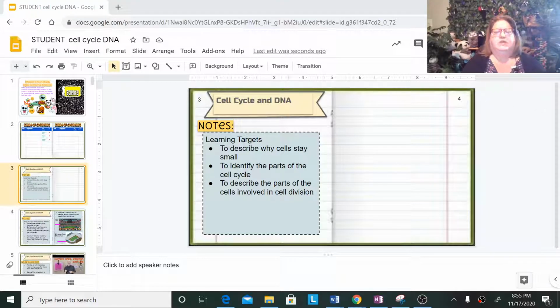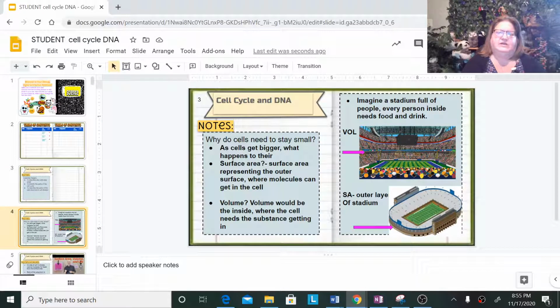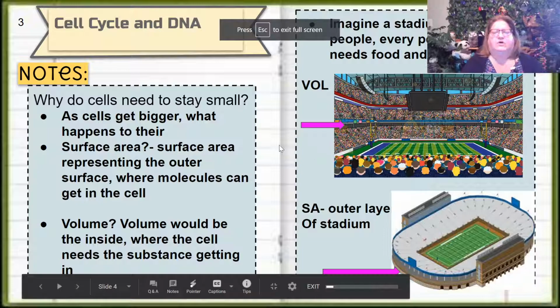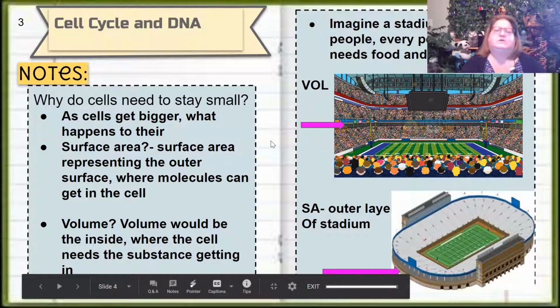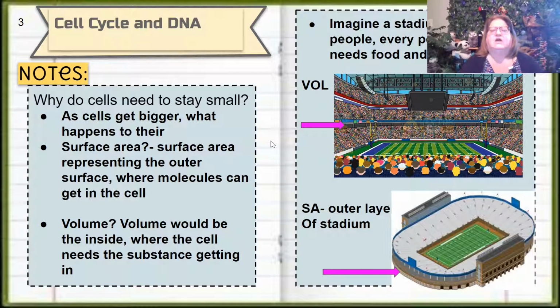Now, the first thing we want to tackle is why cells need to divide in the first place. And it has a lot to do with surface area and volume. These are terms that you've probably talked about in your math classes. Surface area would be the area that is the surface. That would be representing the cell membrane. The cell membrane envelops the outer part of the cell.